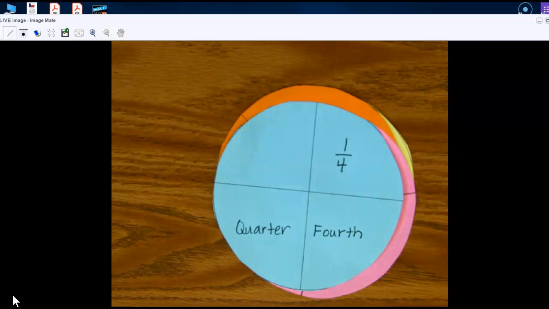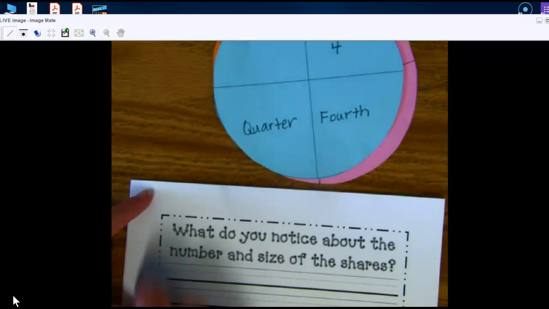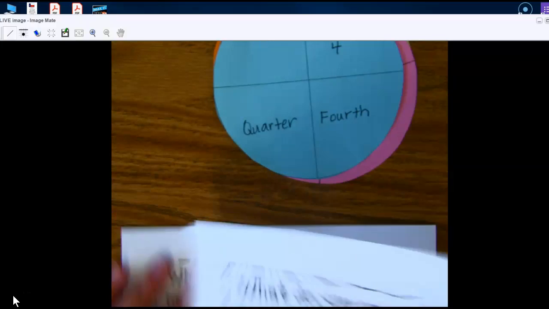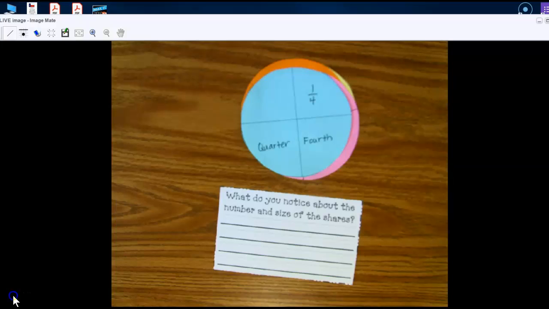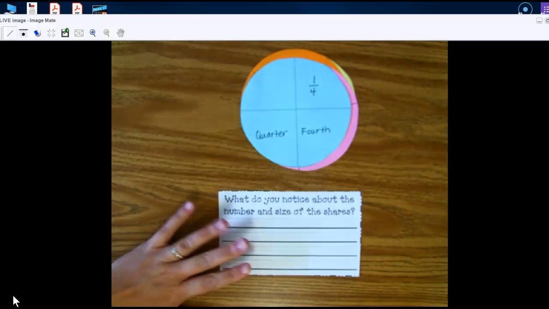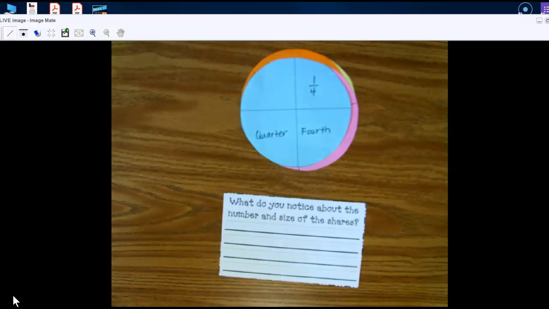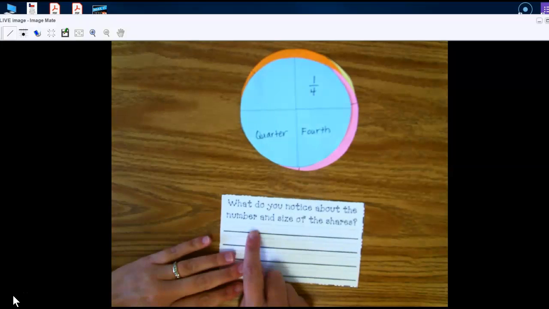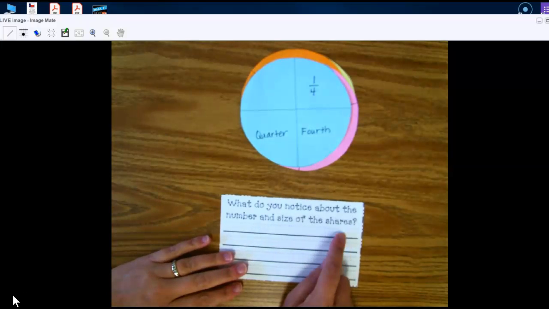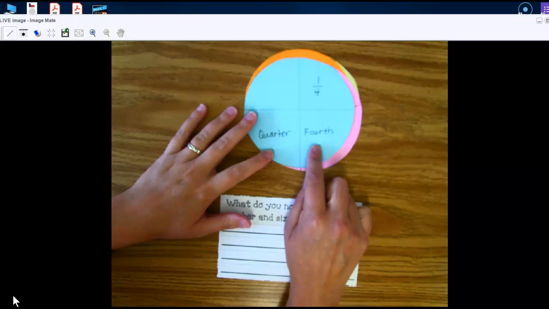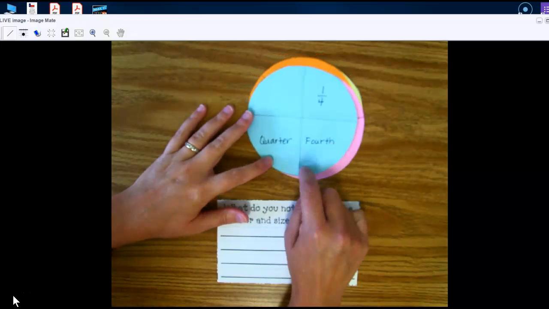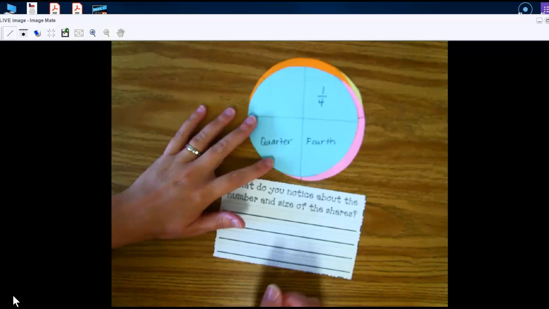So now I'm going to bring you something we're going to write on. You're just going to cut around this square right here. Okay? The trash. And now you have your 4 circles. And the question is, what do you notice about the number and size of the shares? A share is one piece of the circle, one part. So what do we notice about each part on the shape?